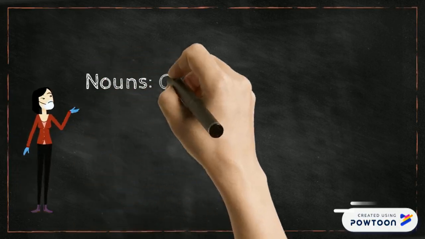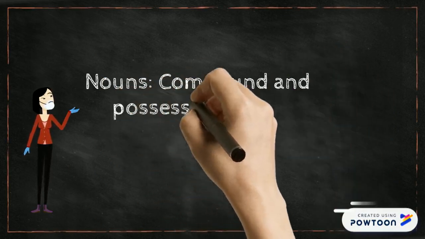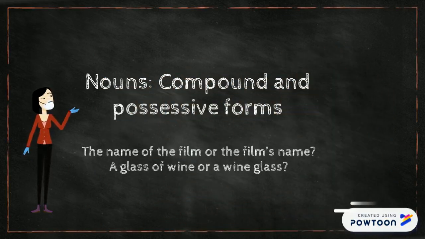In today's lesson, we're going to talk about compound nouns and possessive forms. Is it the name of the film or the film's name? Is it a glass of wine or a wine glass?